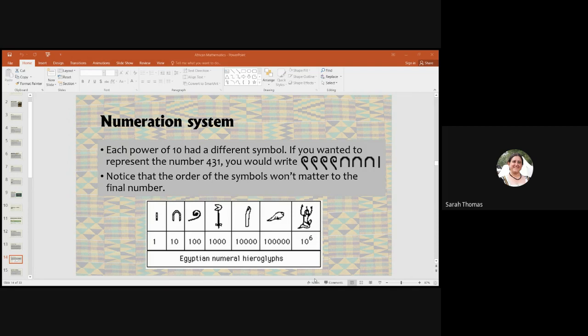So what they've got is a non-positional numeration system, meaning that there's no such thing as a 2 that can mean 2 or 20 or 200. If you want 2, you write 2 little lines. And in fact, the little line is a very almost universal symbol for the number 1.